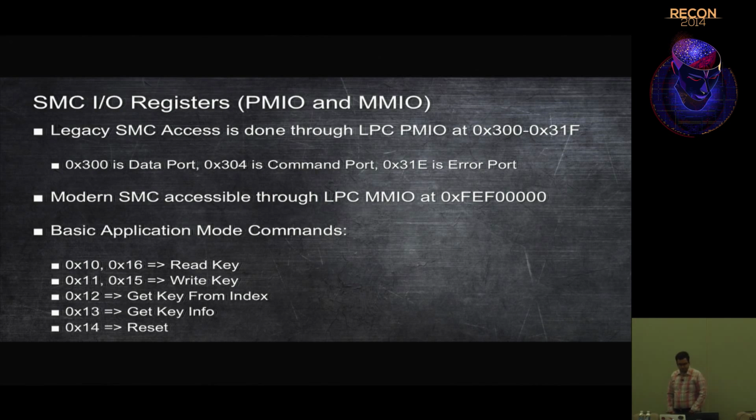Now, with the new chip, Apple actually added memory mapped mode as well, which is a lot faster in terms of performance. And so you also have the chip memory mapped at FEF0000000. Regardless of what access mode you have, it basically has a few simple commands: read a key and write a key. And we'll see what exactly a key is. Get a key by index. So if you know the index of a key, you can also get it that way instead of getting it by string. Get key info. And with that, you can dump all the keys. So you can dump information about a key, get a key, dump all the keys, read a key, write a key, or you can also reset the chip. So those are things that you can do when the chip is normally in application mode.